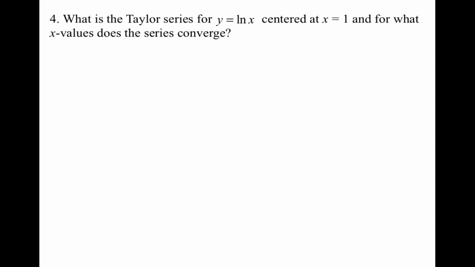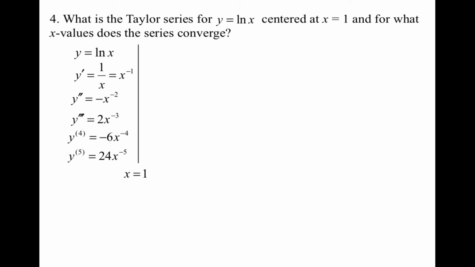So now let's try a Taylor series rather than a Maclaurin series. And in this example, we're going to do ln x, and we are given that it's going to be centered at x equals 1. And we also need to determine the x values that this series converges for. So I have y equals ln x. Find so many derivatives: first derivative, second derivative, third derivative, fourth derivative, fifth derivative. And I'm going to evaluate at x equals 1, since that's what I'm centered at. And so when I evaluate, we get 0, 1, -1, 2, -6, and 24.